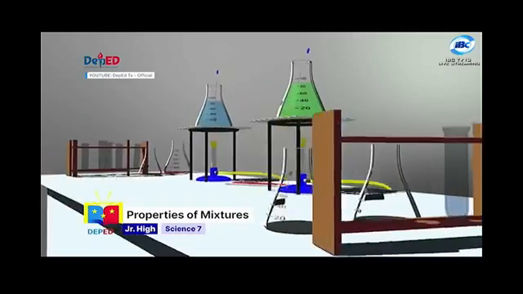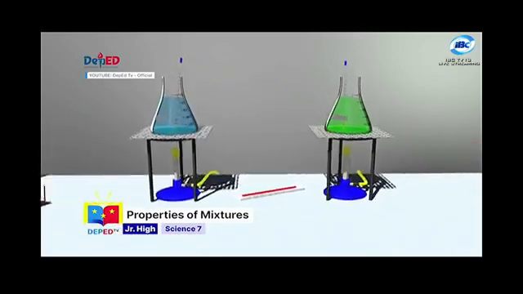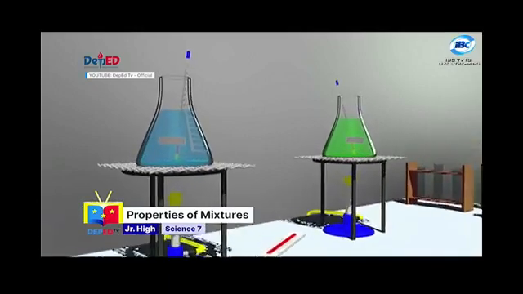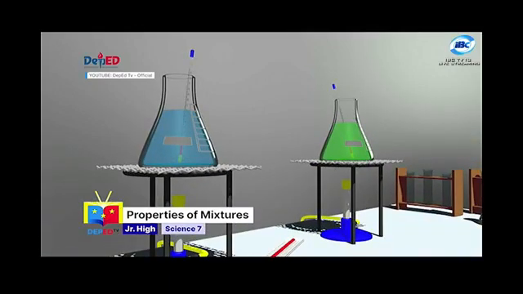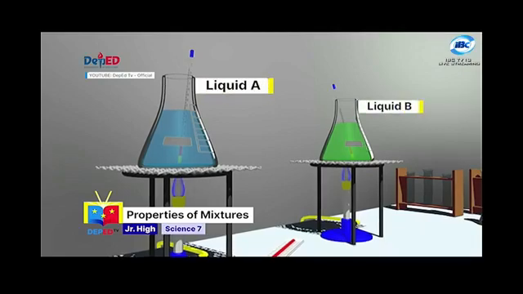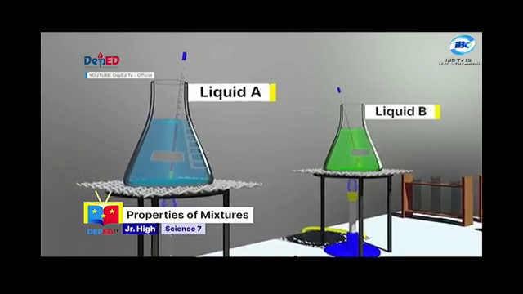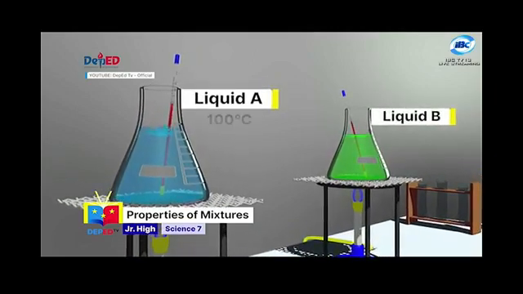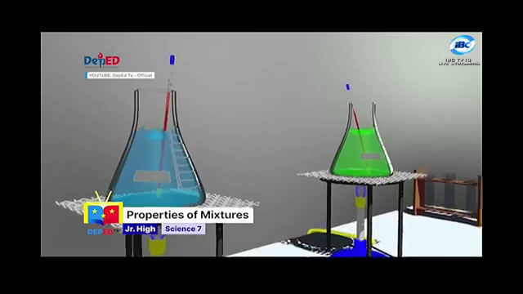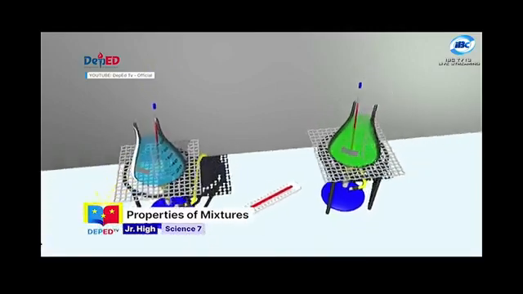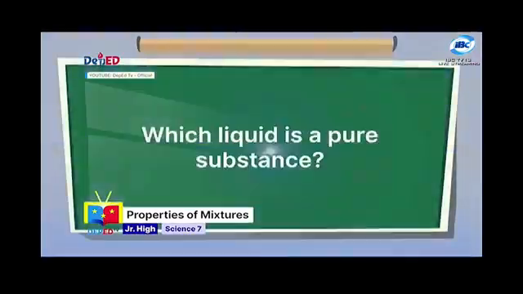Joseph wants to compare the chemical properties of two substances. In doing it, he prepared two flasks containing the substances and labeled them liquid A and liquid B. He monitored the boiling points of the liquids and found that the boiling points were 100 degrees Celsius for liquid A and 110 degrees Celsius to 112 degrees Celsius for liquid B. How should you classify the two liquids? Which liquid is a pure substance?